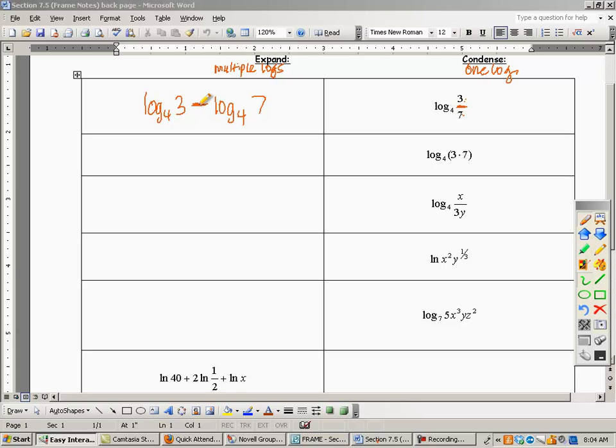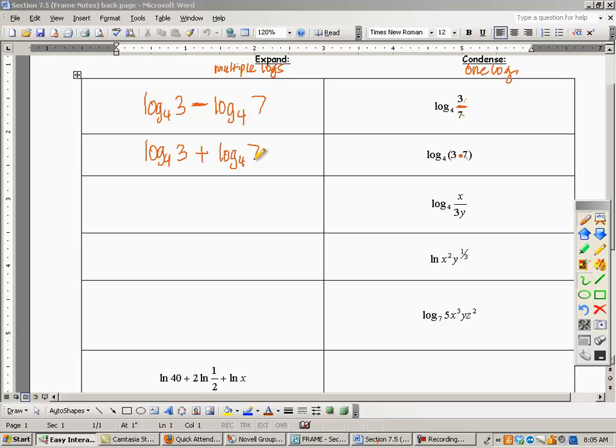Let's look at the second one. It's multiplication, which means I'm multiplying two things, so I'll have two logs. So the log base 4 of 3, and multiplication means add the log base 4 of 7.